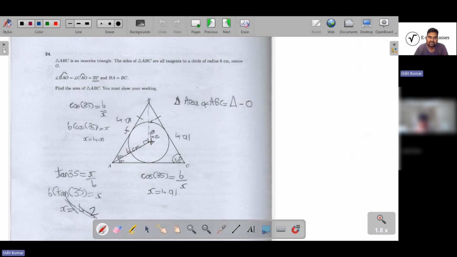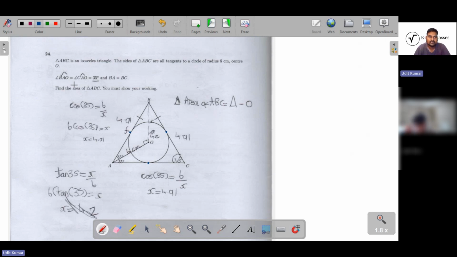So this radius is 6 centimeter, and at this point, at this point, and at this point, AB is the tangent to this circle at this point, BC is the tangent to the circle at this point, and AC is the tangent to the circle at this point. And the center is given to you as O.